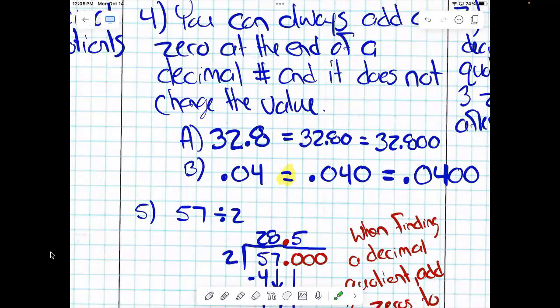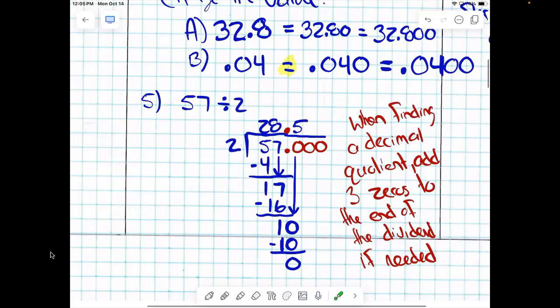Okay. Question. Is 32 and 8/10 the same as 32 and 80/100ths? Yes. Is that the same thing as 32 and 800/1,000ths? Yes. Can I add a 0 at the end of a decimal number and keep the value the same? Yes. I could just keep adding zeros and it's not going to change the value, right? Yes.